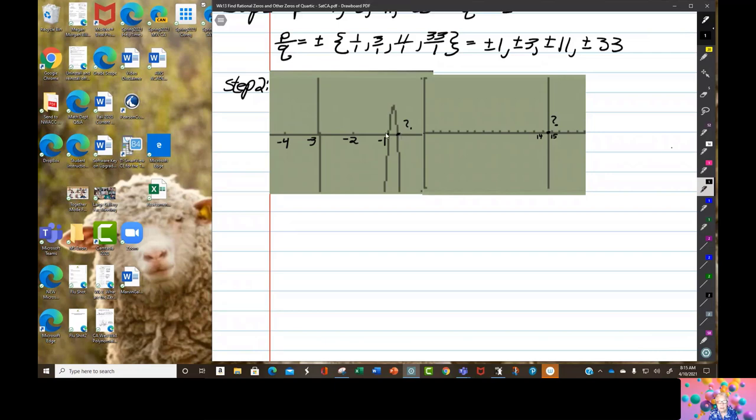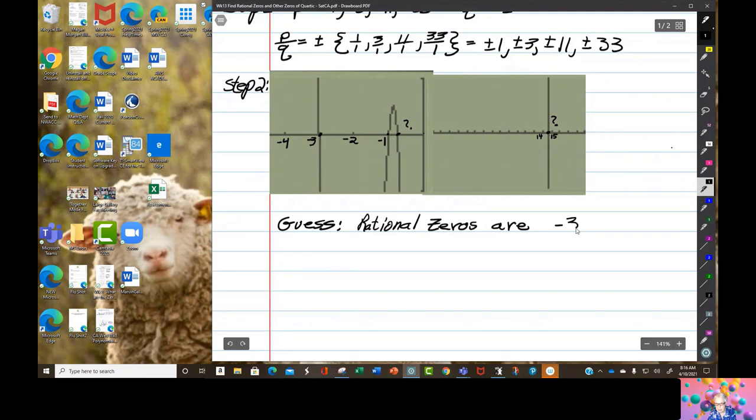But I do have four real zeros. And it looks to me, now this is just a guess, like negative 1 and negative 3 could be zeros of f of x. And those are rational numbers, so these could be. Here, oh, well, here's my guess, yeah. With the rational zeros are negative 3 and negative 1. I could be wrong on either of those. I hate it when I'm wrong.